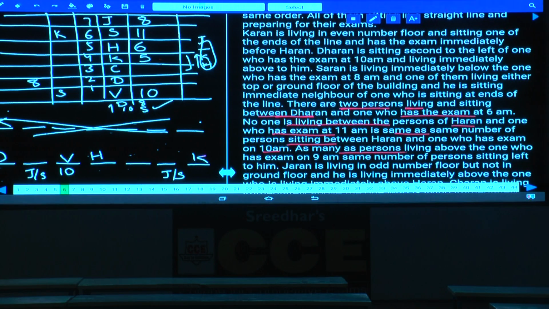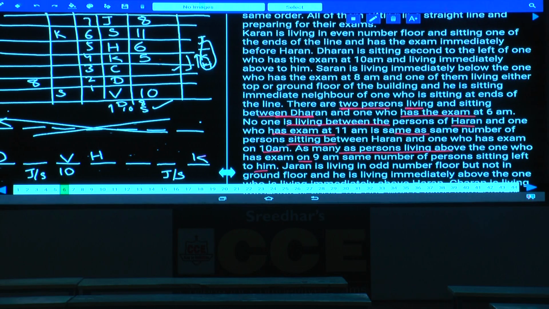As many persons living above the one who has exam at 9 am, the same number of persons are to the left hand side of that person. Now 9 am, who can be that person? Either C or D, isn't it? Now how many persons are above this C, if you take it here? Above this C there are 4 persons, and on the left hand side of this C there must be 4 persons, isn't it?